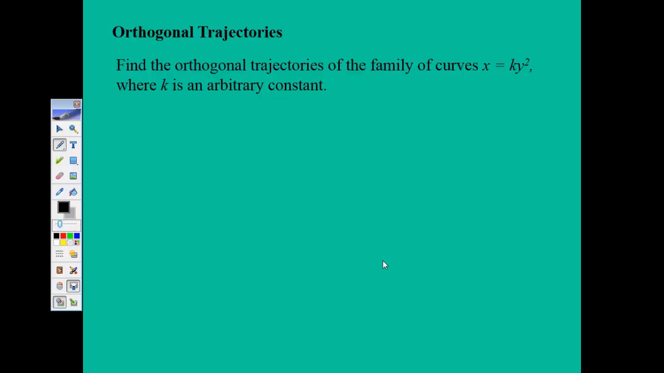Orthogonal trajectories. We've studied orthogonal trajectories in the past, but in the past we were looking at showing that two equations were orthogonal trajectories of one another. But now we're going to be able to find orthogonal trajectories to a given equation. We're given an equation x equals k y squared. This is asking us to find the orthogonal trajectories to this equation.